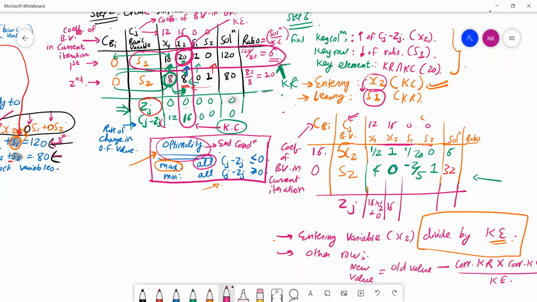Same thing, 16 multiplied by 1 by 20. So it's 4 by 5. 0 multiplied by minus 2 by 5, so it will be 0 only. And 16 multiplied by 0, it will be 0. Same, 16 multiplied by 6. So it will be 96.